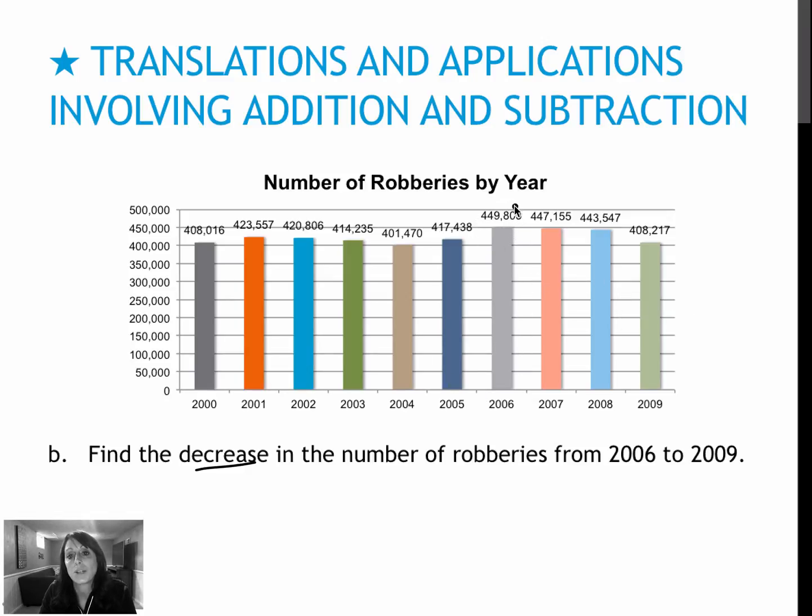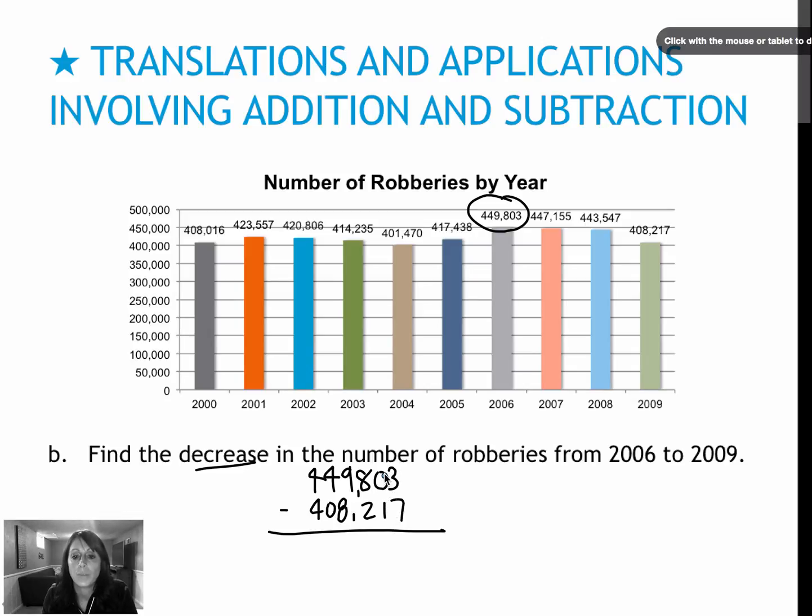And I'm just going to make sure that I write the larger number on top. So I'm going to write the 449,803 on top. And in 2009 it was 408,217. Again, I'm just finding the difference between these two. So 3 minus 7 doesn't work. So I have to borrow. I can't borrow from a 0. So this is our first one like this.